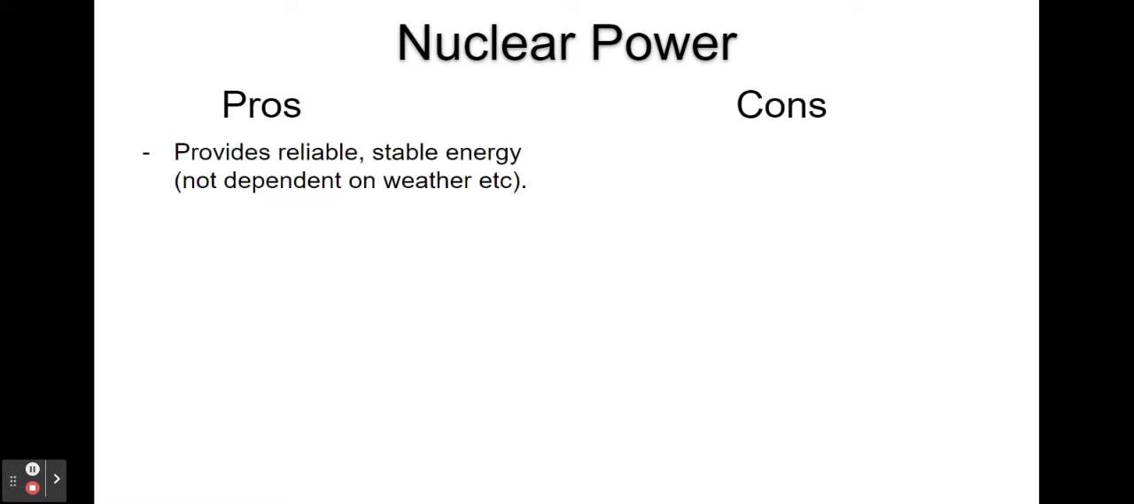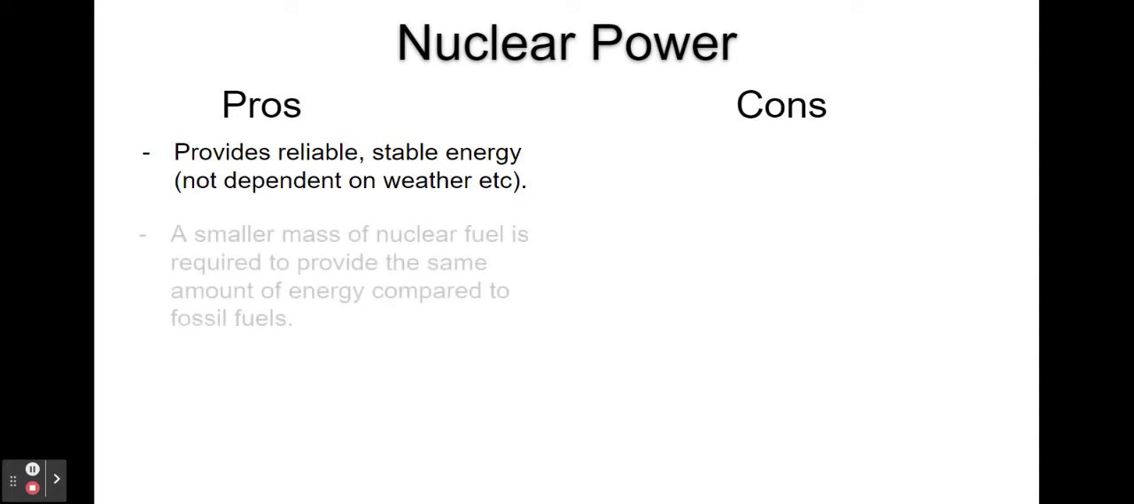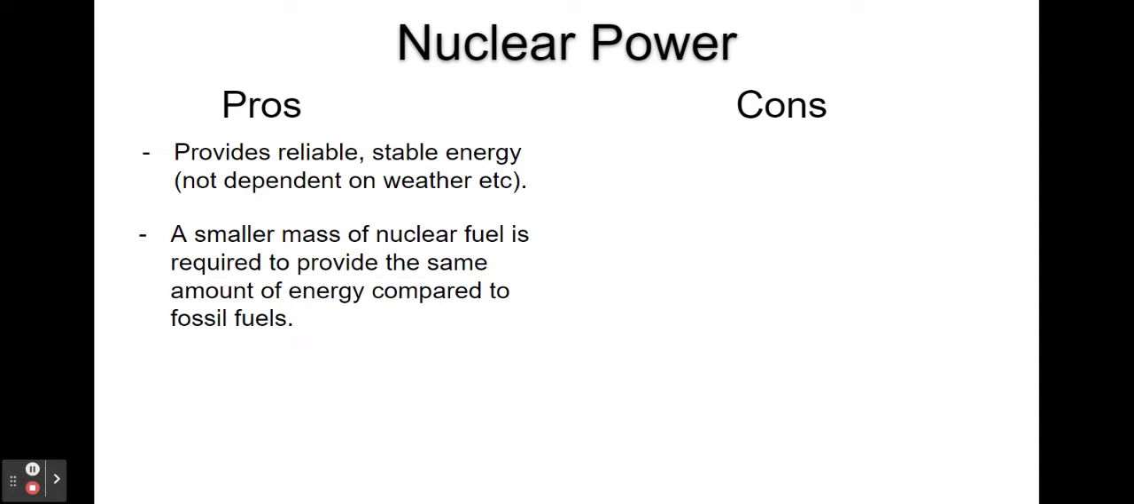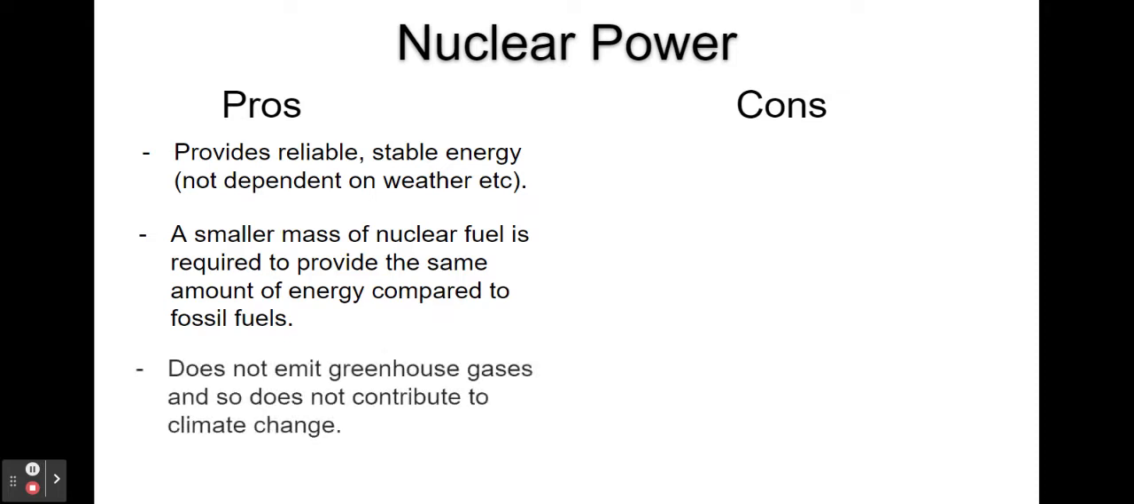Now, there are a lot of pros and cons of nuclear power. Nuclear power provides a stable, reliable energy source, not dependent on weather. A small mass of nuclear fuel will provide the same amount of energy as a large mass of fossil fuels. And it doesn't release greenhouse gases, so nuclear power doesn't really contribute to climate change.